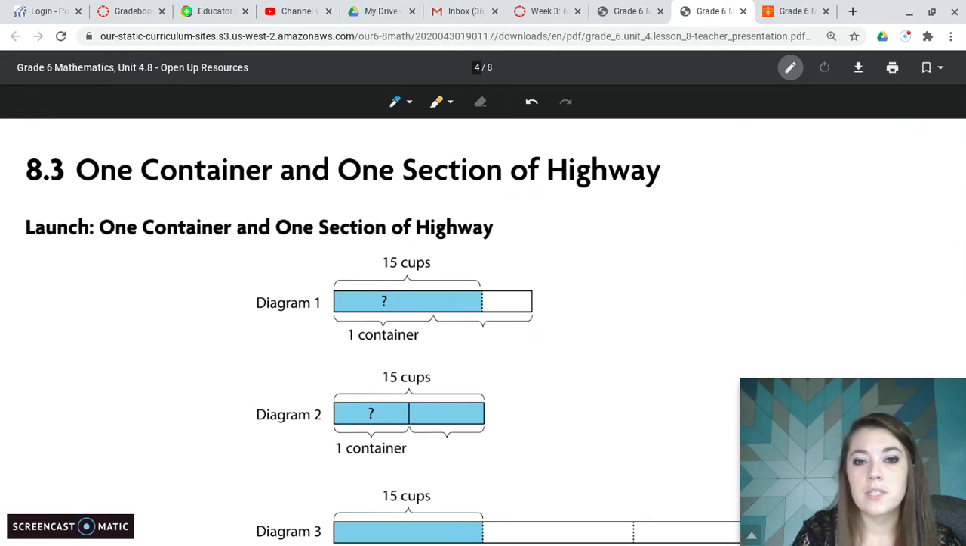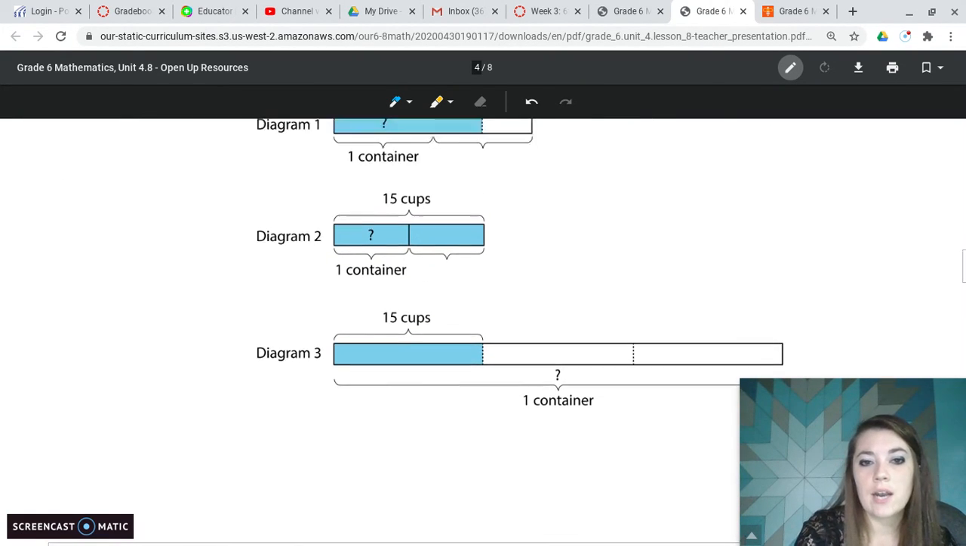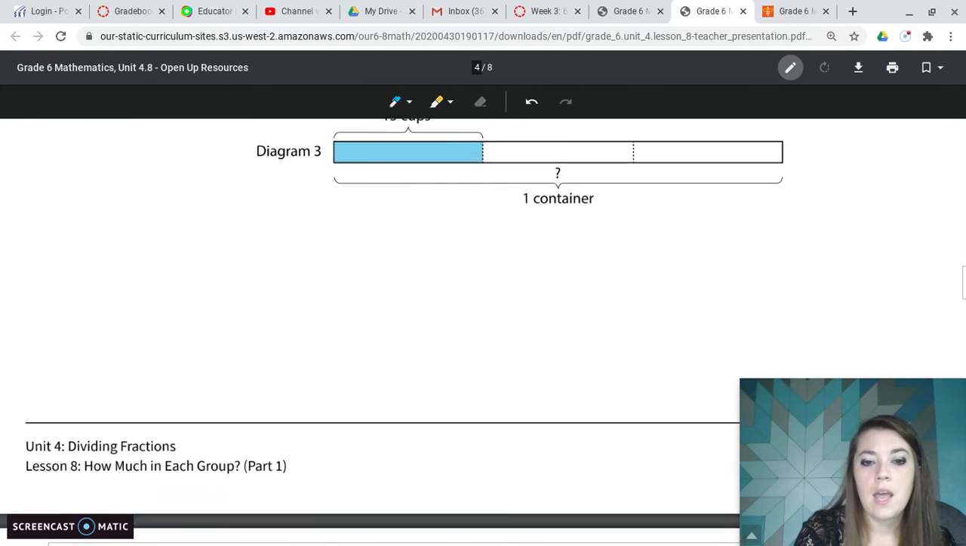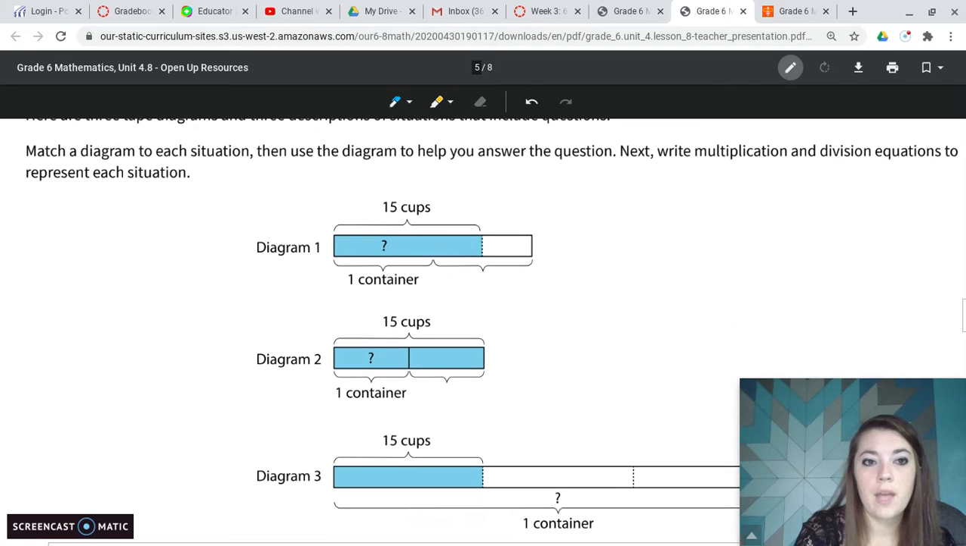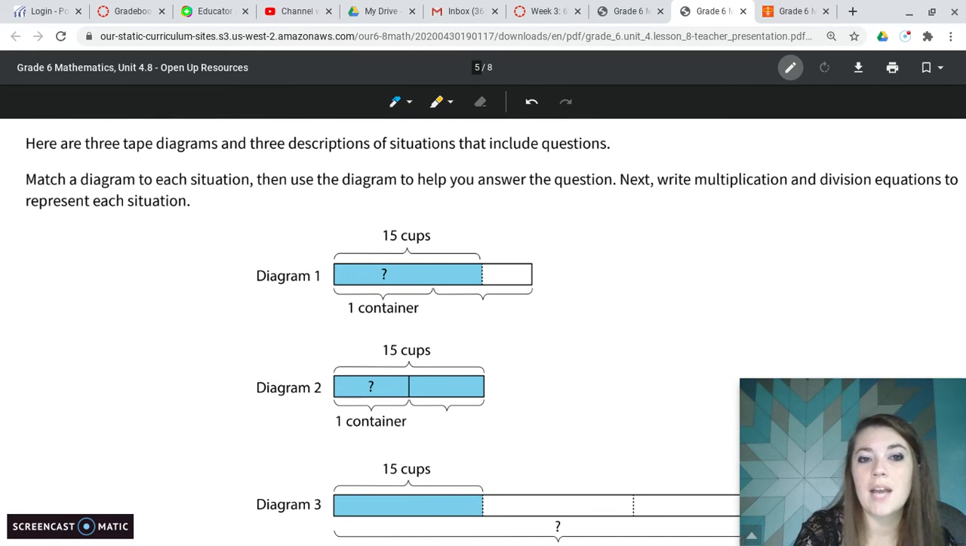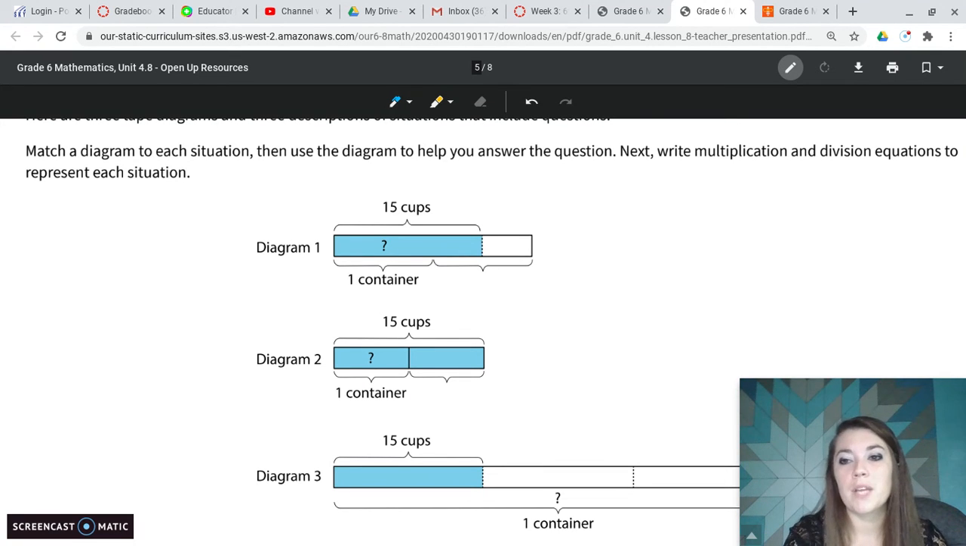The next thing we're looking at, one container and one section of highway. So we have 3 diagrams, as you can see here. And then, we have these 3 diagrams. So here are 3 tape diagrams and 3 descriptions of situations that include questions. Match a diagram to each situation. Then use the diagram to help you answer the question. Next, write multiplication and division equations to represent the situation.